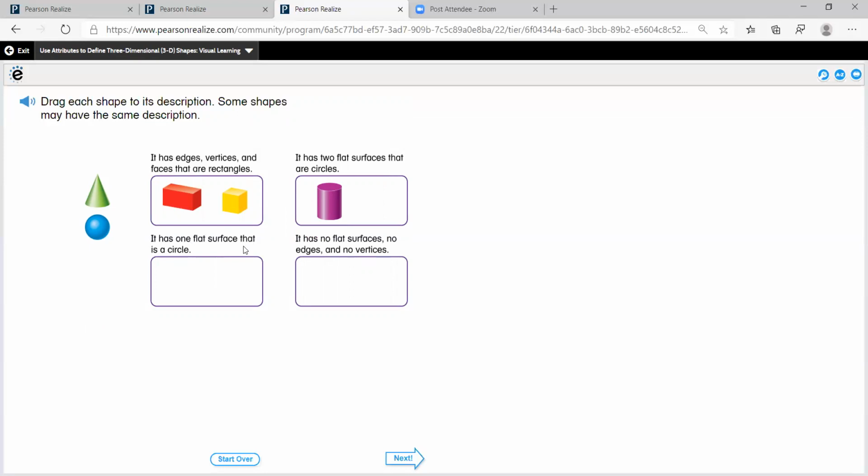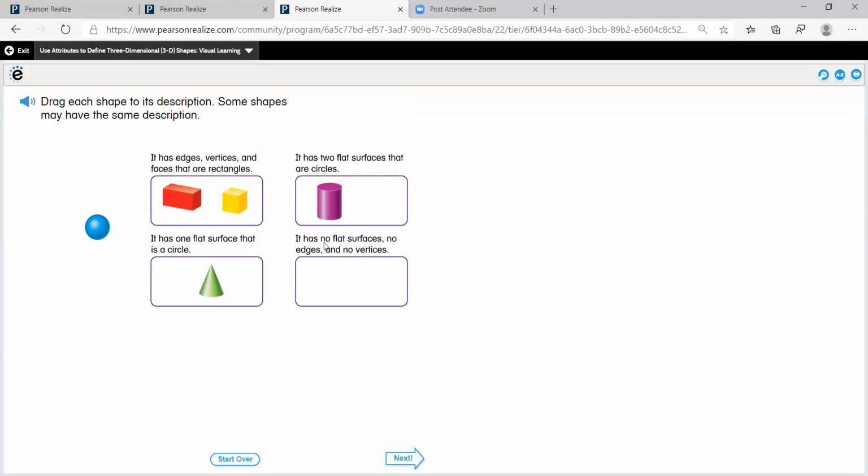Next, it has one flat surface that is a circle. Which shape are you choosing? We have a sphere and a cone. Did you guess cone? Good job.